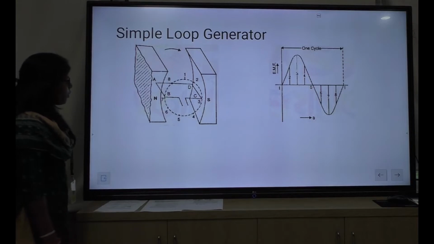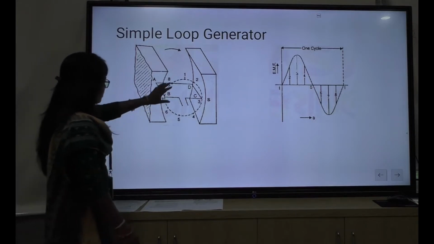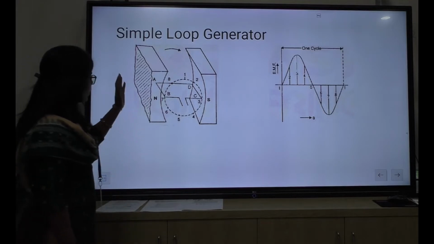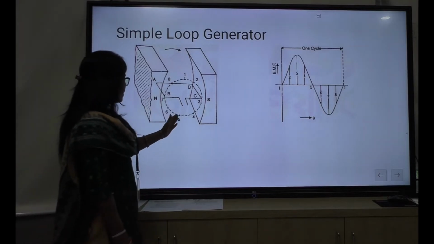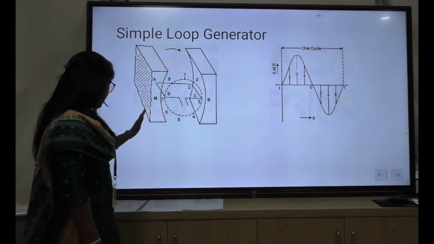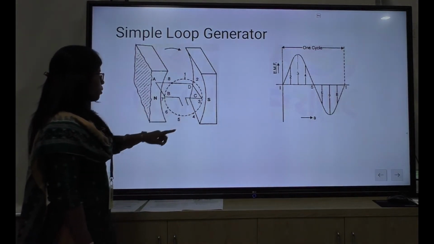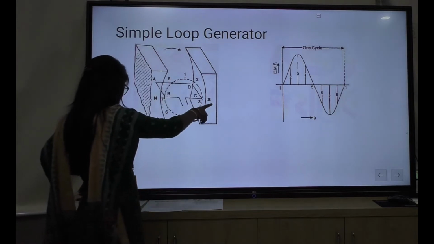So, at point 5 there is no flux, there is no EMF because there is no flux cut by the conductor. So, in that case at point 5 the EMF is 0. So, this is for positive half cycle.